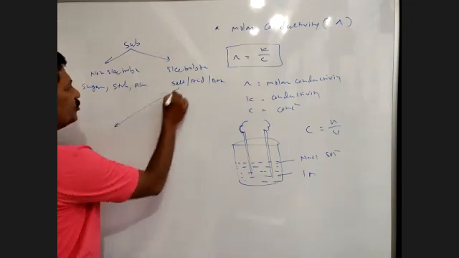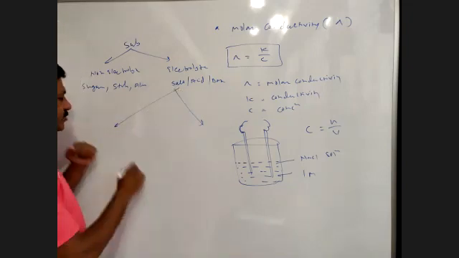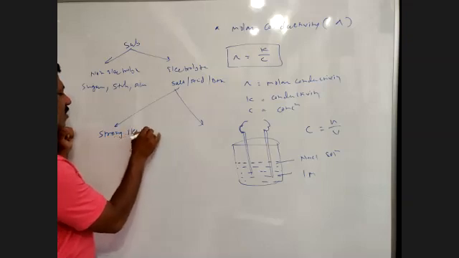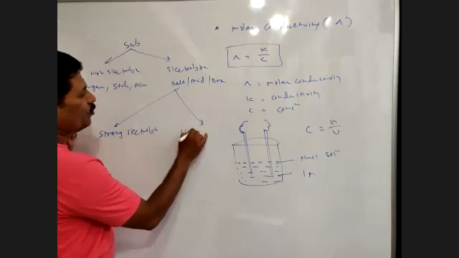These electrolytes are again of 2 types. Number 1 is called the strong electrolyte, and the other is called the weak electrolyte.